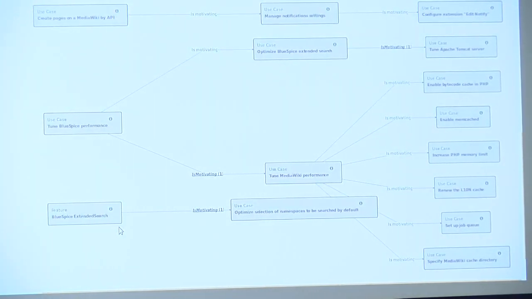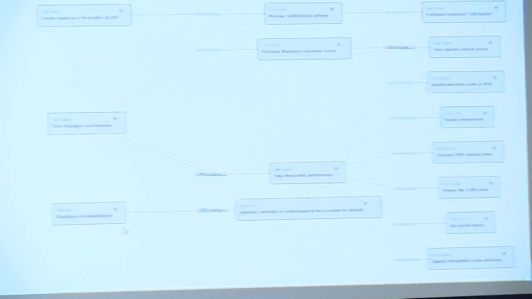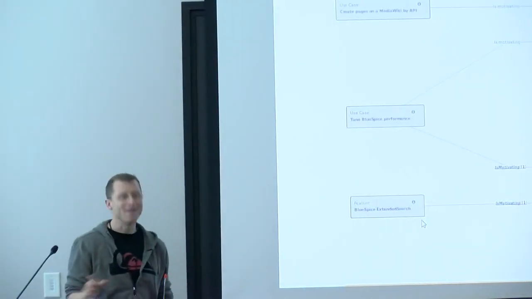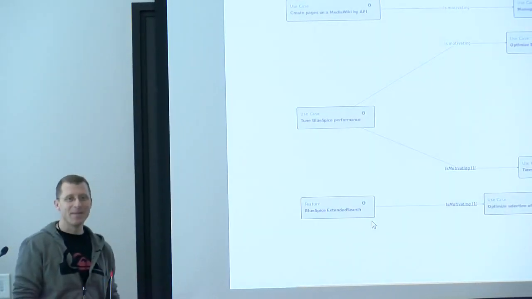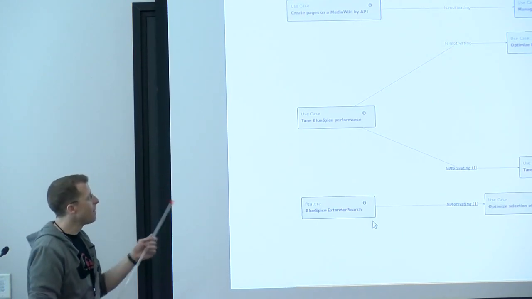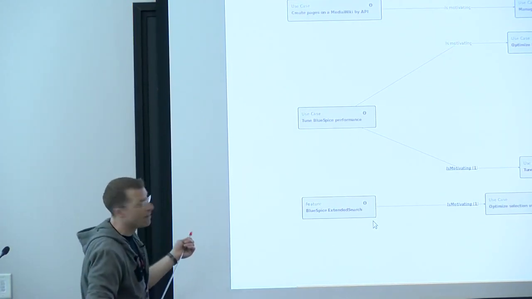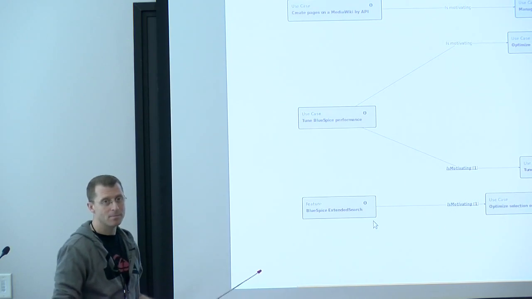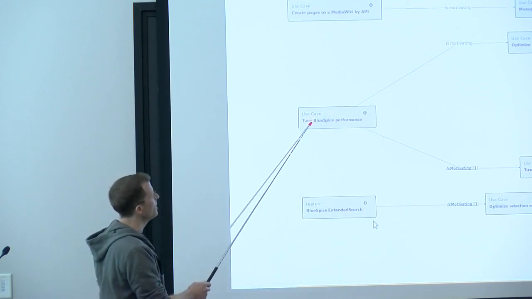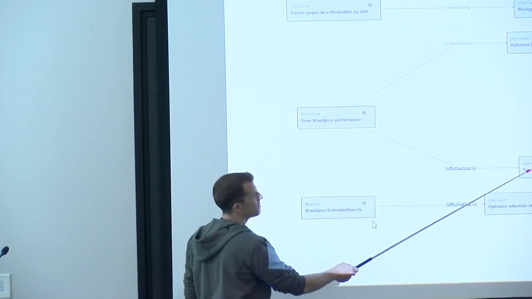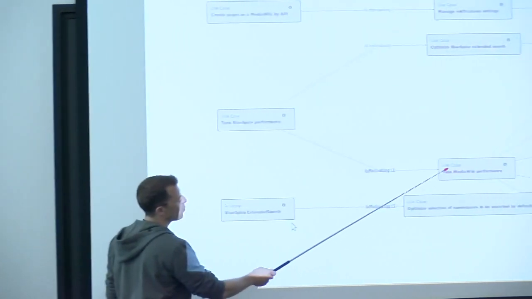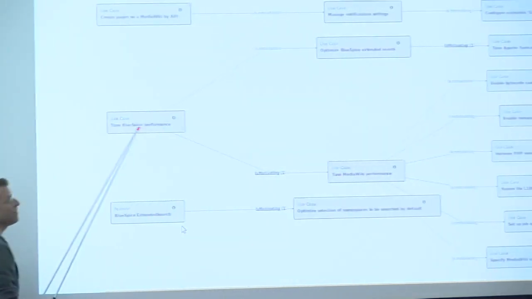No, it's just a relationship. Forget hierarchies. Exactly. I'm trying to get the semantics of what is motivating me. There's a dependency here. Of course. So this is motivating this. And of course, this then is motivated by that.